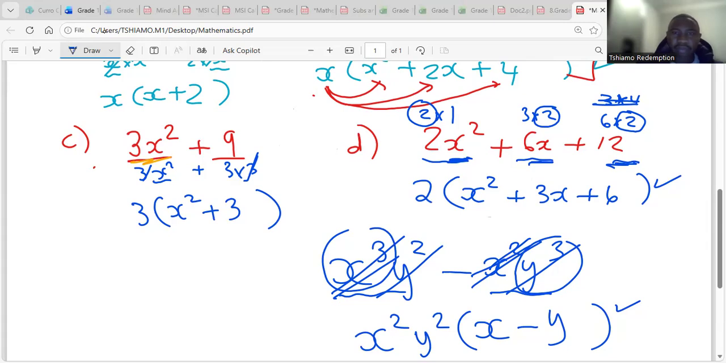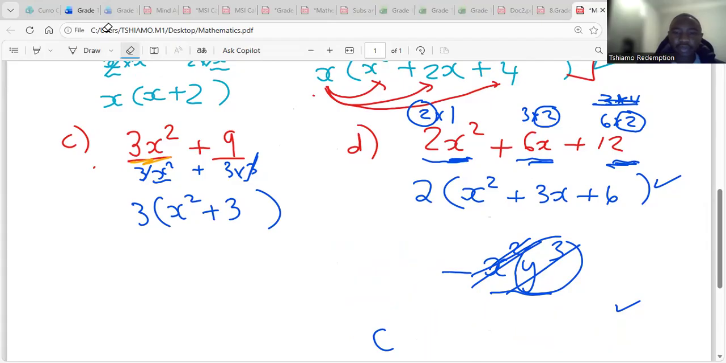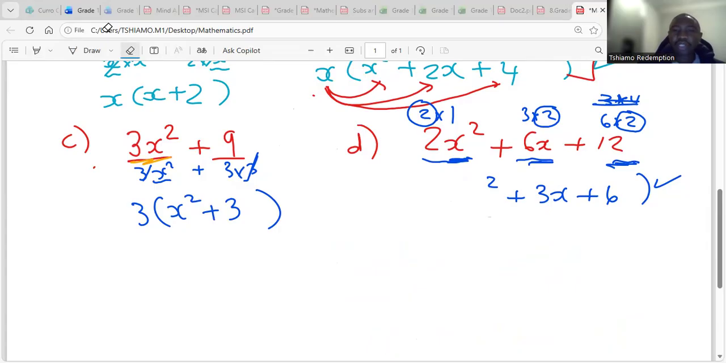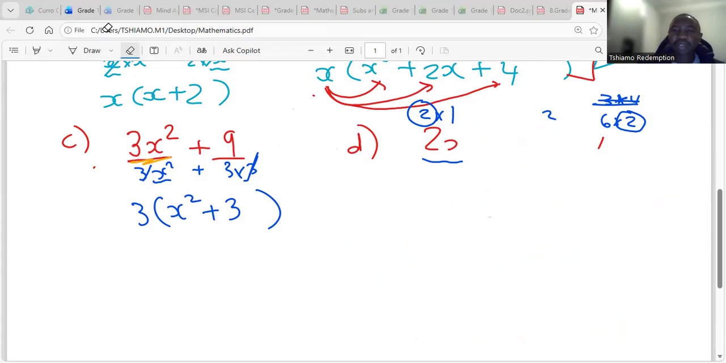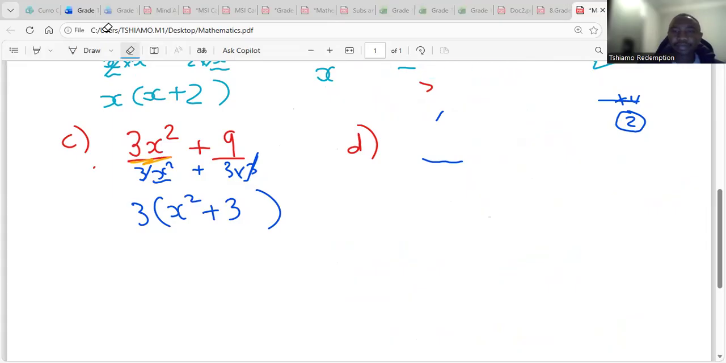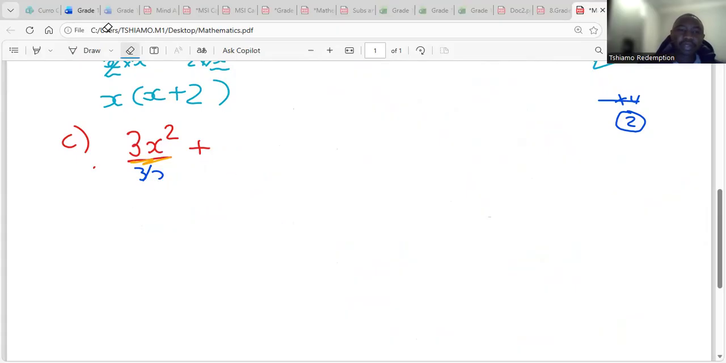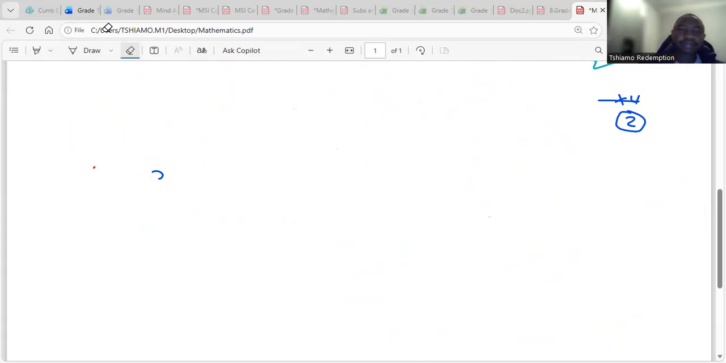Moving along to the second part. Okay, so you need to be able to take it step by step, and everything should be super. So the next part of the topic was what? Identifying a common bracket. A common bracket. Yeah?